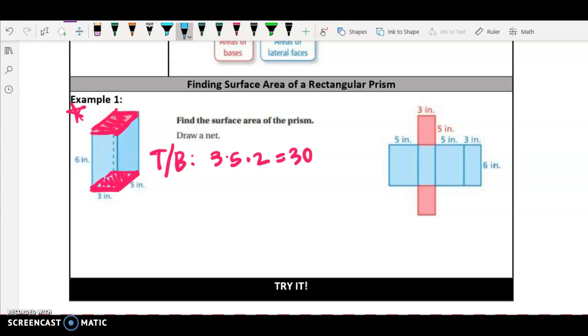Now I'm going to look at the front and the back. So I'm going to label it front slash back.